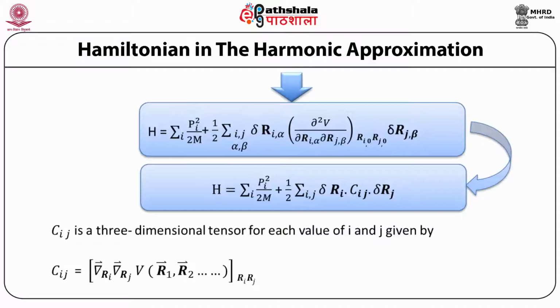So this Cij is a three-dimensional tensor for each value of i and j. Remember, this i and j are basically the position of the ions. So i could be 1 and j could be 2, for example. Cij is now defined as the partial derivative with respect to Ri, again a partial derivative with respect to Rj, of the potential V as a function of R1, R2 and so on.